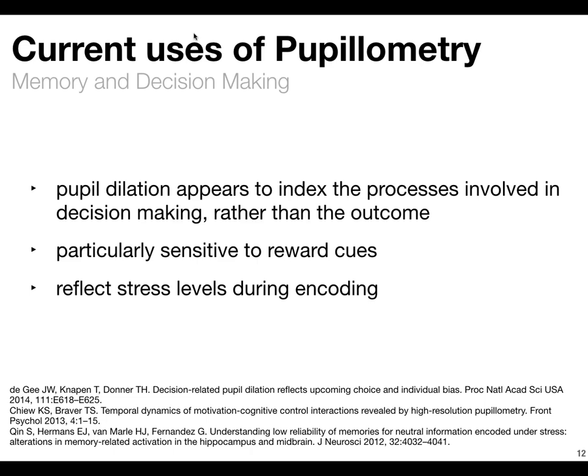Pupilometry has been used a lot in the last few years in terms of rewards and reward cues. So again, if you give people a reward by saying, okay, I'm going to give you $100 if you get a right answer and take away $1 if you get a wrong answer, people are going to be focused, maintaining their attention to really get this right, leading to an increased pupil dilation.